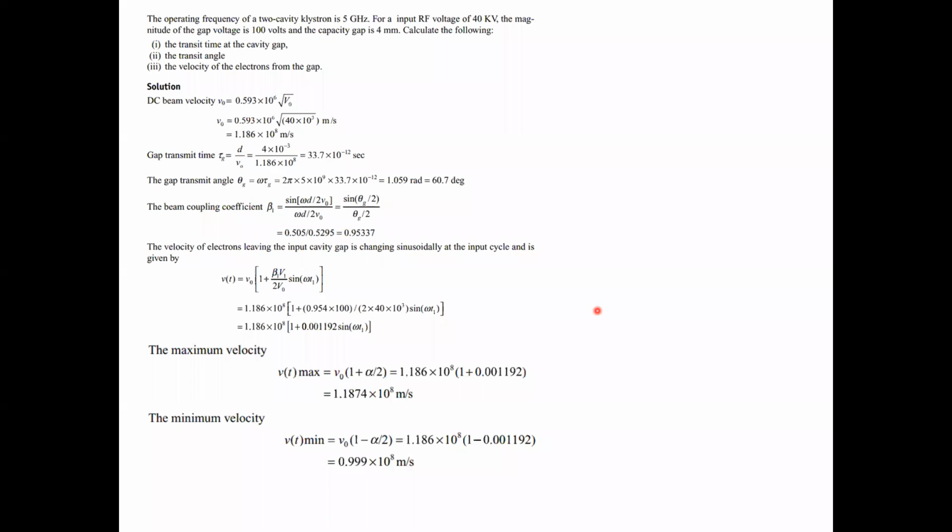You have the alpha in our theory: V of t equal to V naught into 1 plus beta 1 V1 by 2 V naught sin omega t. Take the help of the equation and again notice the substitutions. Finally we obtain the maximum velocity answer and the minimum velocity answer. This is the process of how to solve problems related to the two cavity klystron. Let me move to another model.